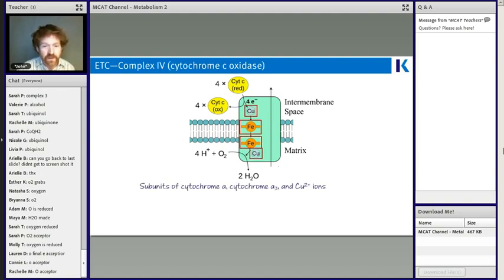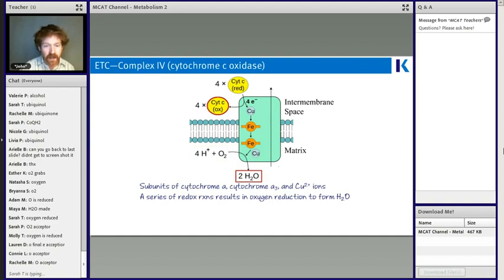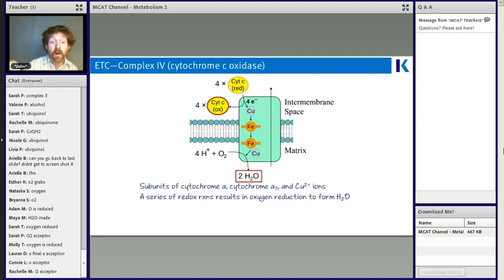And so what it's going to do, of course, is pass its electrons now to copper ion specifically. Copper then passes it to iron. Not as important here, but the main idea is that we're once again passing electrons from cytochrome all the way down from copper to iron, all the way back to oxygen. Oxygen is the final acceptor, and then it becomes water.